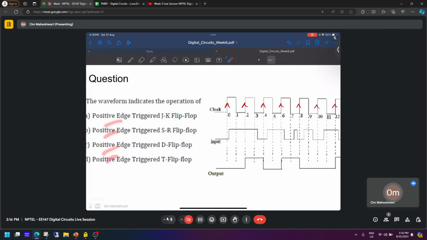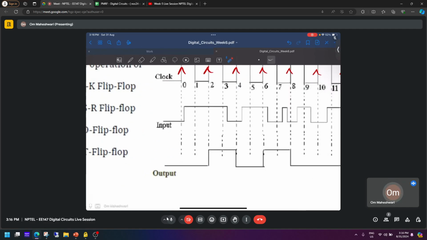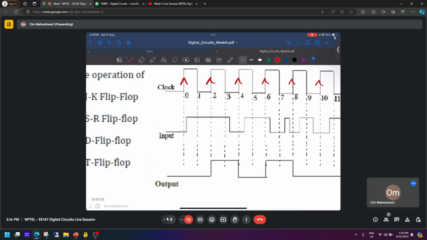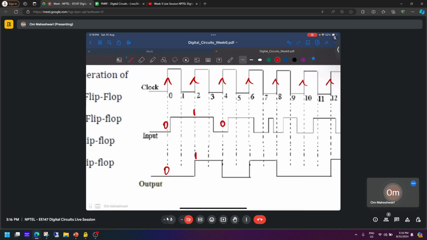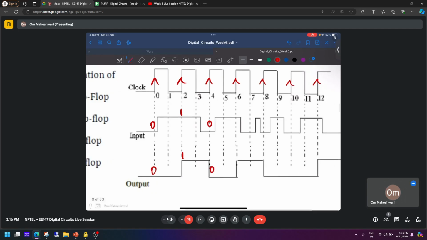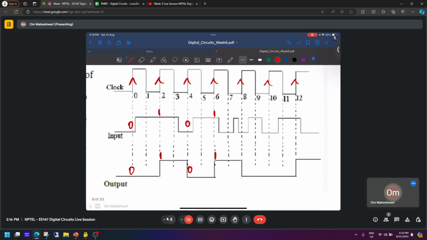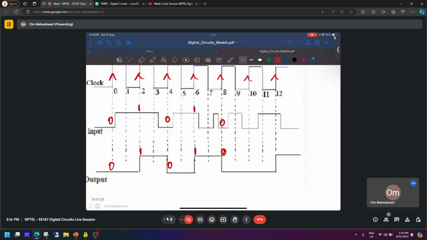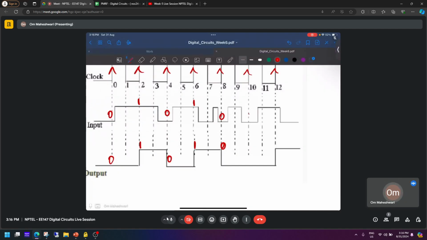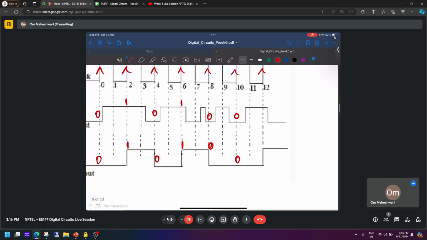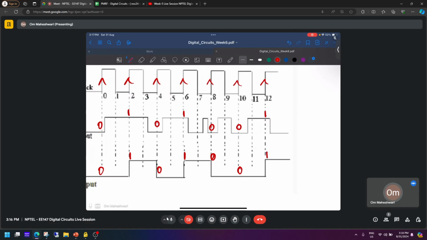Now we have to figure out what this input output combination corresponds to. So if you see, we will write the input and output at all positive edge stages. When input is 0, output is 0, input is 1, output is 1, input is 0, output changes to 0, input is 1, output changes to 1, input is 0, output changes to 0, input is 1, input is 0, output is still 0, input is 1, output changes to 1.